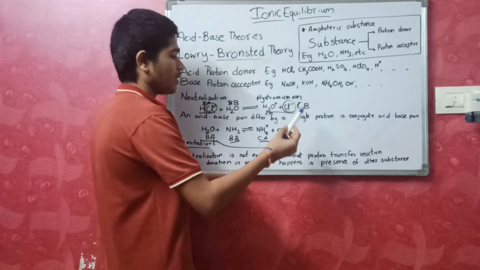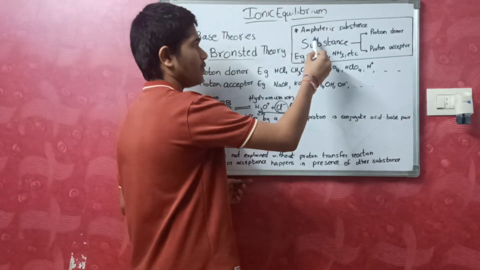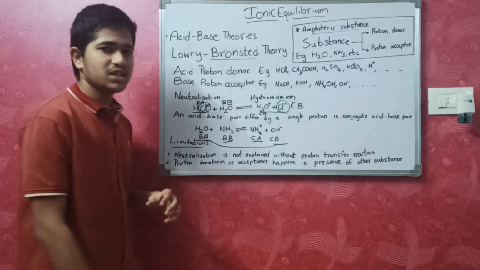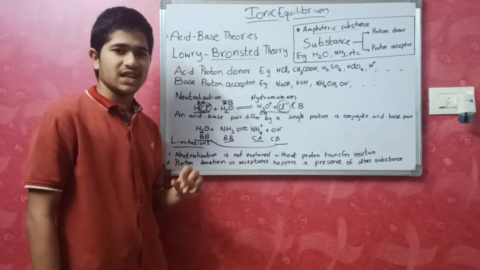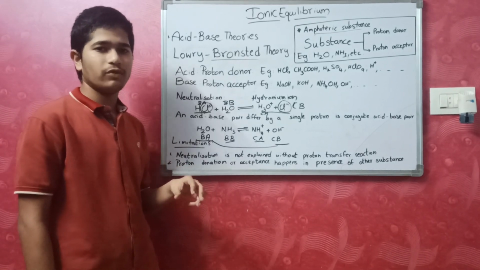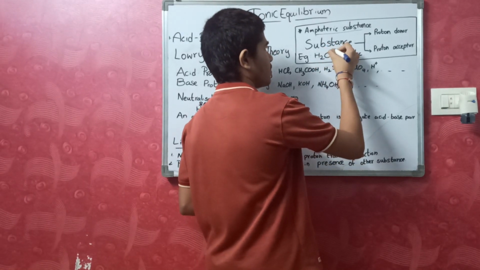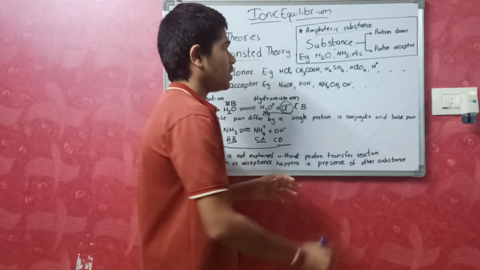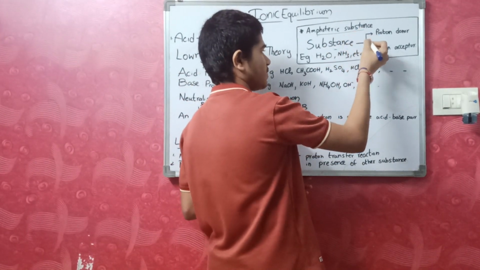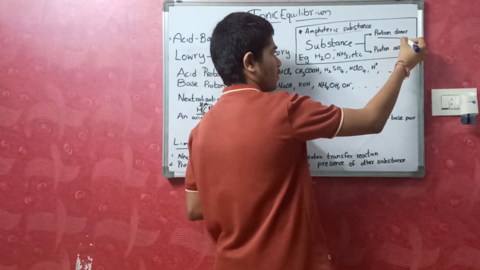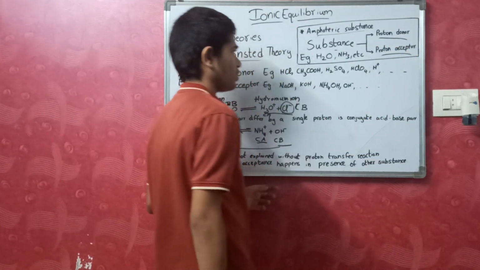He explained some substances as amphoteric substances. The substance which behaves as both an acid and a base is called an amphoteric substance. According to Lowry-Bronsted theory, an amphoteric substance is one which acts as both a proton donor and a proton acceptor.